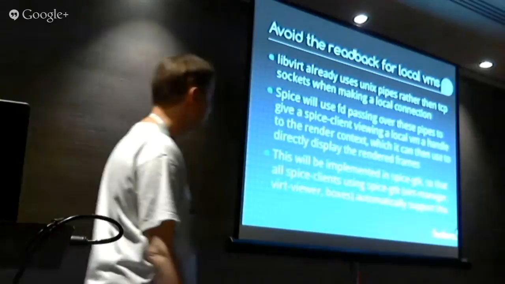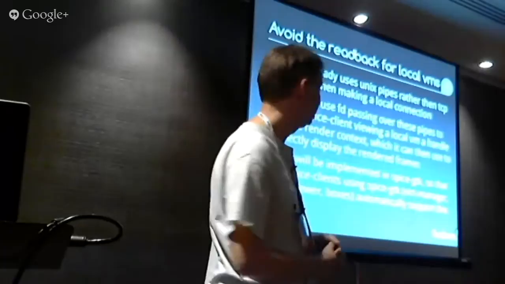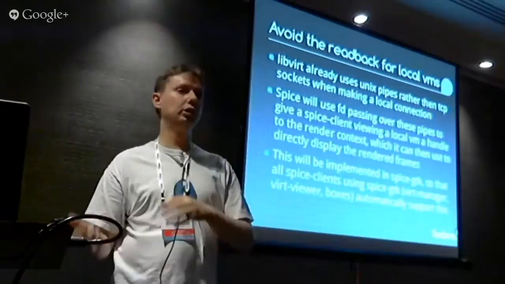Well, libvirt comes to the rescue, more or less. At least it helps a lot because libvirt already is smart enough for a local connection to use Unix pipes instead of sockets. So we can pretty easily use file descriptor passing because the connection is already a pipe, and over a pipe we can do file descriptor passing. We can use that to give the viewer of a local VM, so the local SPICE GTK client, for example, remote-viewer or virt-viewer.